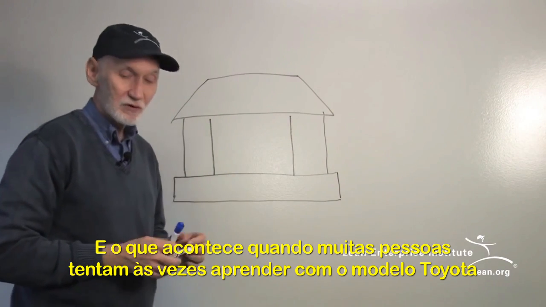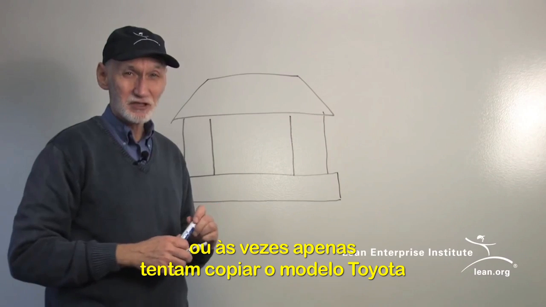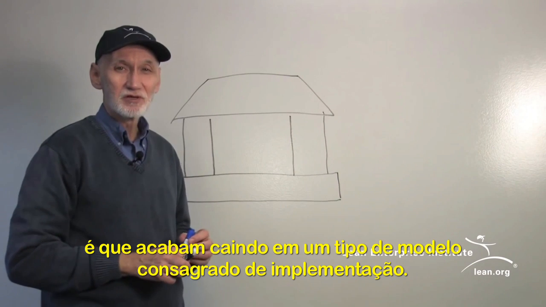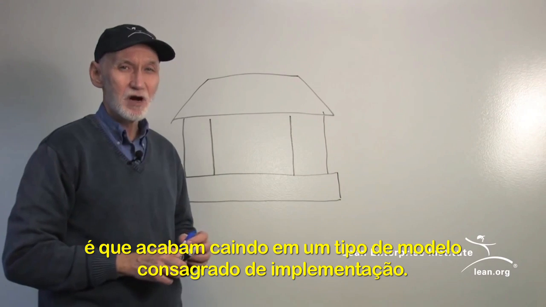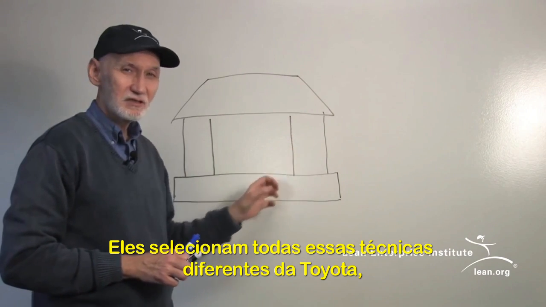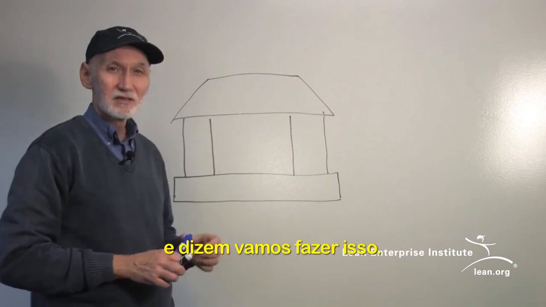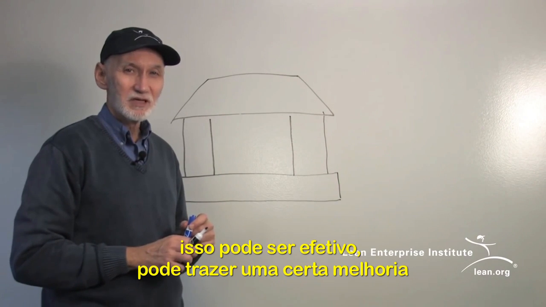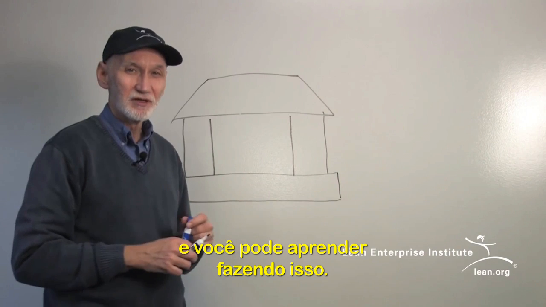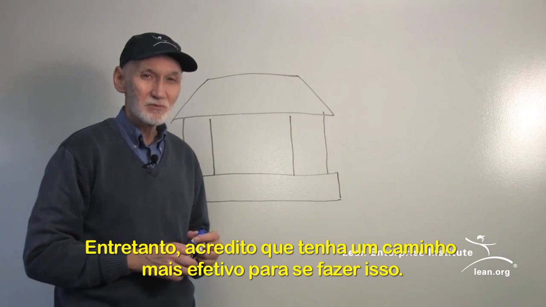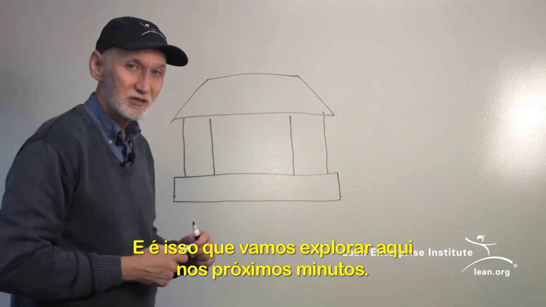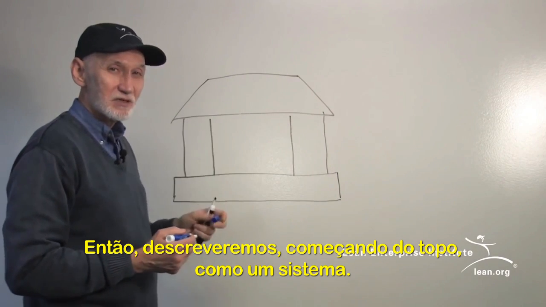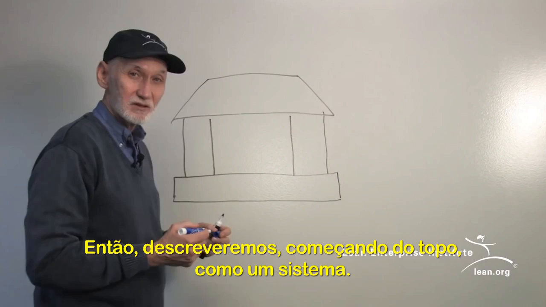And what happened when a lot of folks tried to learn from and sometimes just copy the Toyota production system, they defaulted into kind of a prescriptive implementation model. They saw all the different tools and techniques in the different parts of the house and said, let's go do those. Now, that can be effective in making a certain amount of improvement, and you can learn through doing that. However, I think there's a more effective way of going about this, and that's what we'll explore here in the next few minutes. So to describe this, let's start up at the top with the goals of the system.